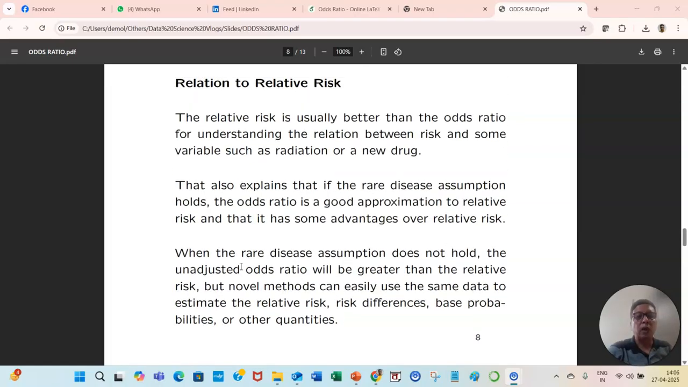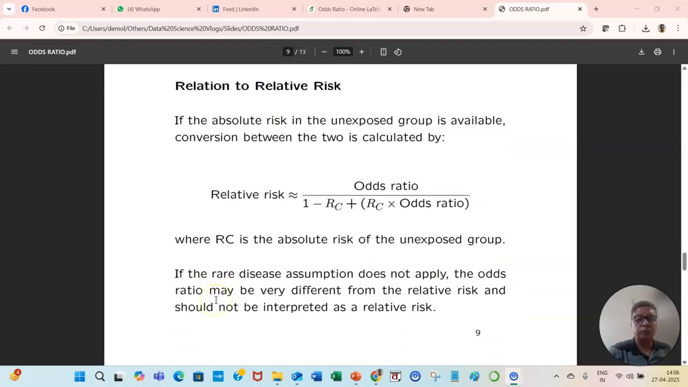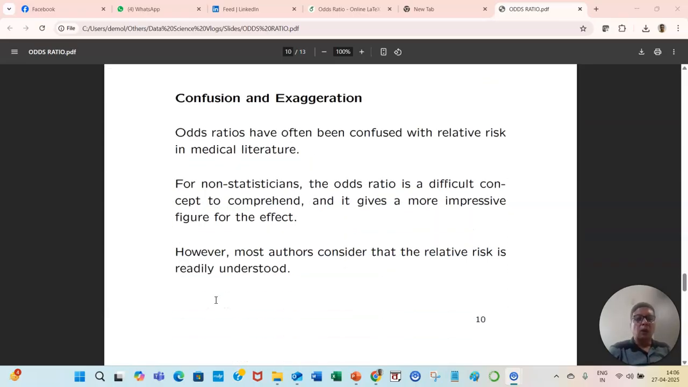We need to be careful when using odds ratio or when using relative risk. Relative risk is approximately odds ratio divided by 1 minus RC plus RC times odds ratio, where RC is the absolute risk of the unexposed group, the control group risk. Confusion and exaggeration: odds ratio has been confused with relative risk in medical literature. For non-statisticians, the odds ratio is a difficult concept to comprehend, and it gives a more impressive figure for the effect. However, most authors consider that relative risk is readily understood.